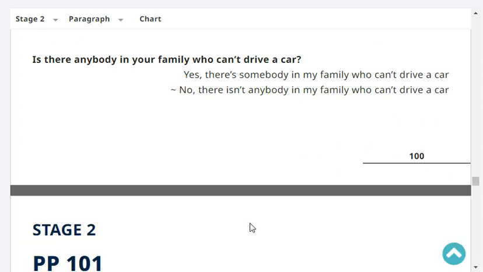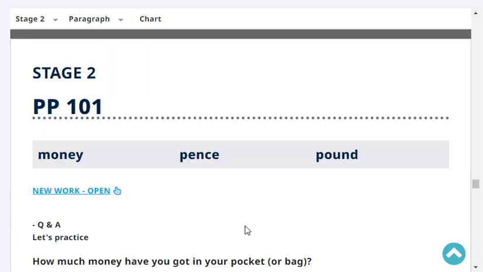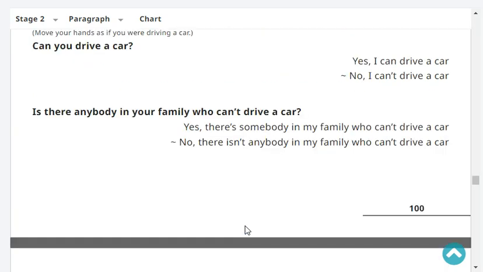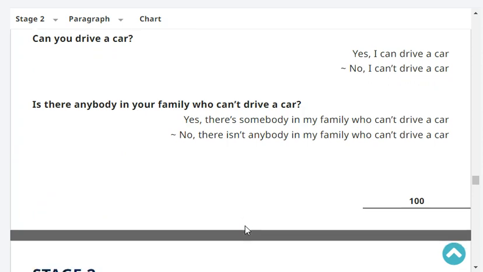Is there anybody in your family who can't drive a car? Yes or no? Yes, there's somebody in my family who can't drive a car. Very good. That's it. Okay, one more. Yes, there's somebody in my family who can't drive a car. Very good.